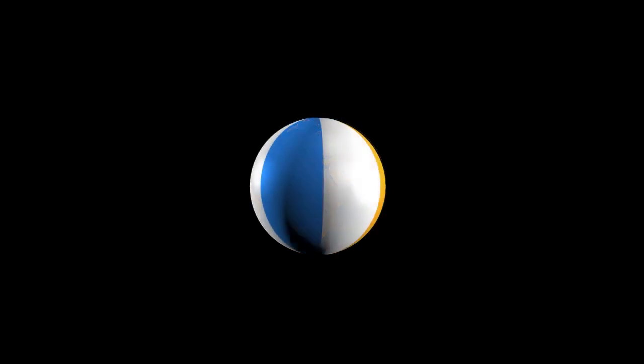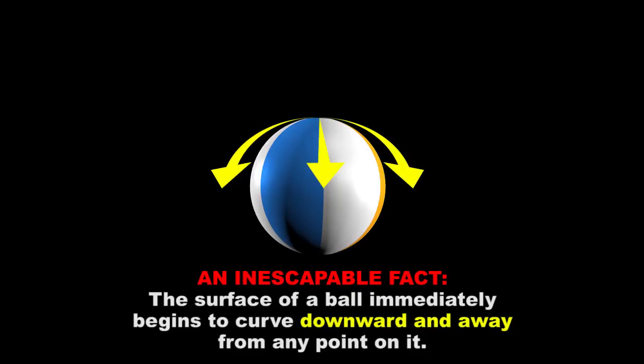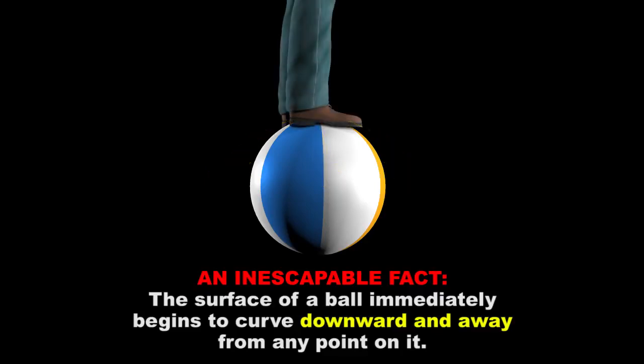Okay, let's just imagine our world as a beach ball. All right, the lines of the ball clearly point out what so many in the Ball Earth camp are blatantly ignoring. A ball, by its very nature, demands that its surface immediately begins to curve downward and away from any point on it. So if we imagine Poser James here, I'm using a software called Poser, let's call him PJ for short. If we imagine him standing on the beach ball, the problem becomes immediately apparent. Okay, he's standing on a ball. Immediately the ball is curving downward and away from his feet in all directions. That's what a ball does.